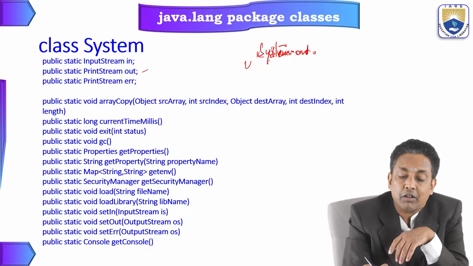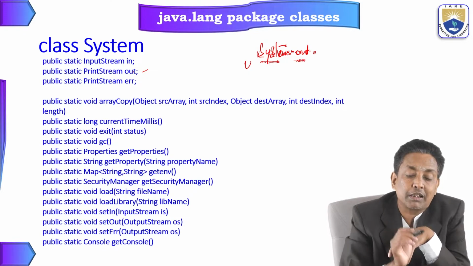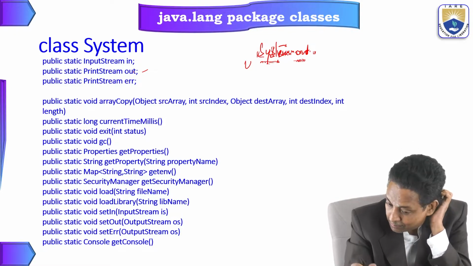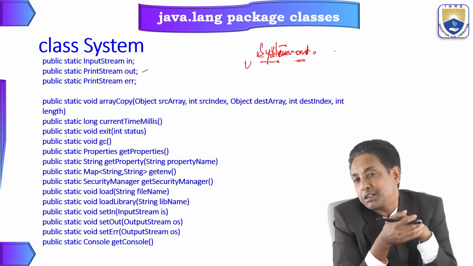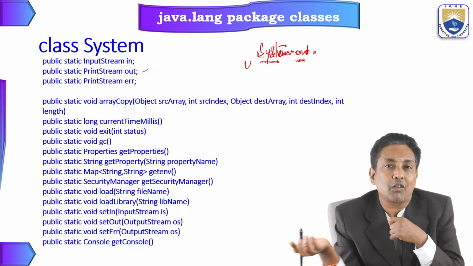So that is how we are calling in the System class. Out is a static object reference of the PrintStream class. And in the PrintStream class, print and println, two overloaded methods exist, so that we call System.out.println.